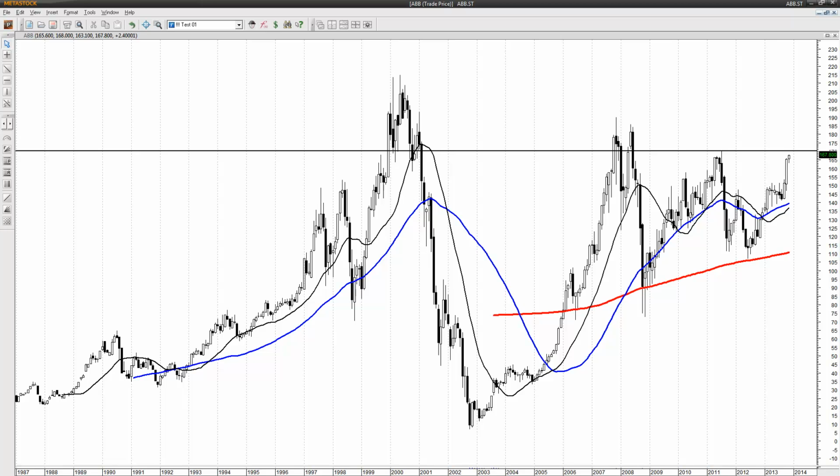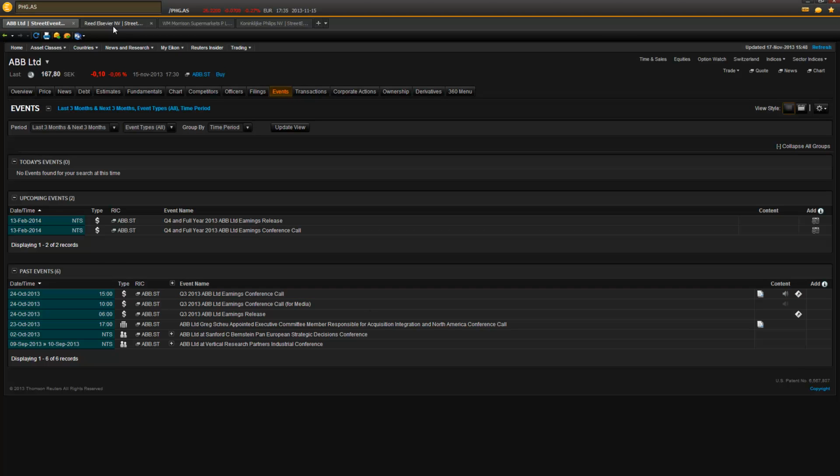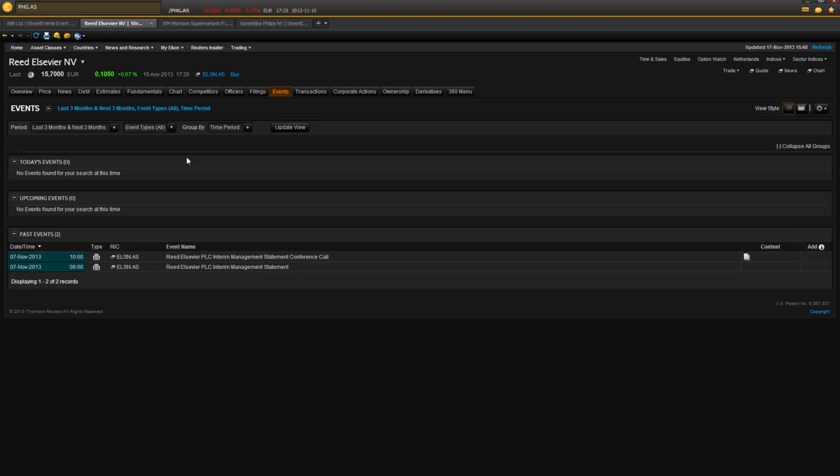Next chart I'm looking at is Real Elvis from the Amsterdam Stock Exchange, a Dutch company. I use this high peak from here, 16 and 19. That's the level I want to use for a short limit order. In this case, check for earnings. No earnings for that one.